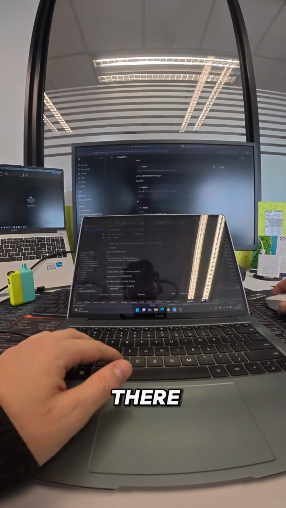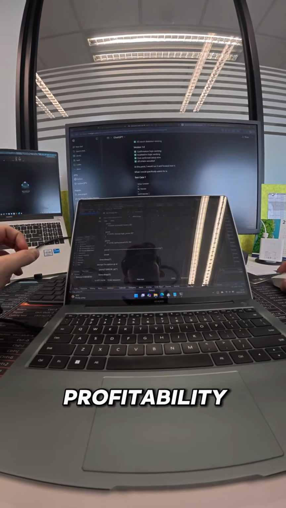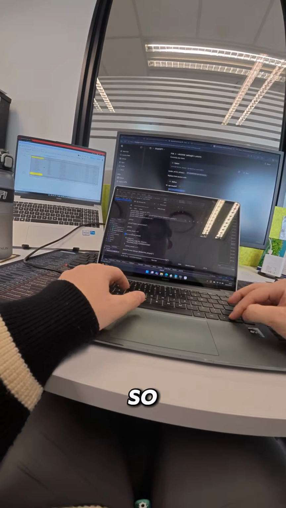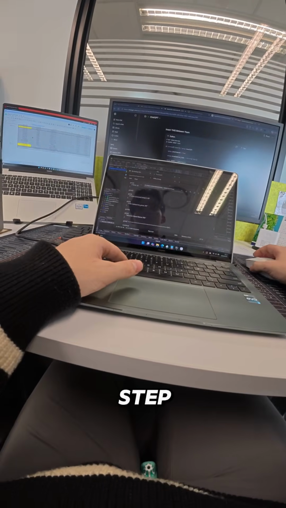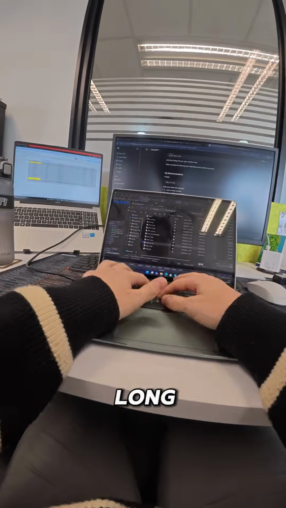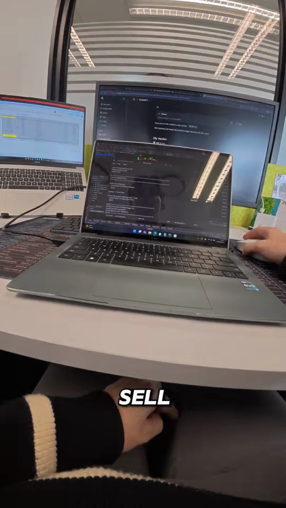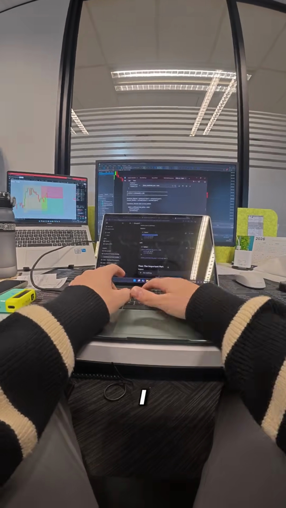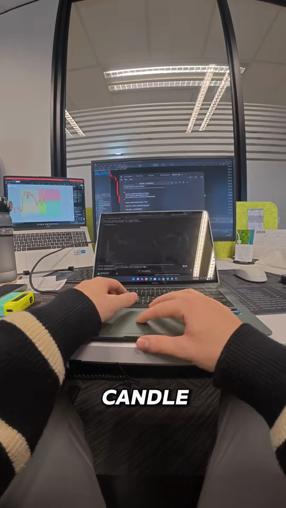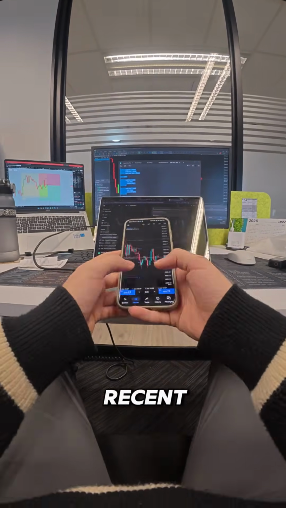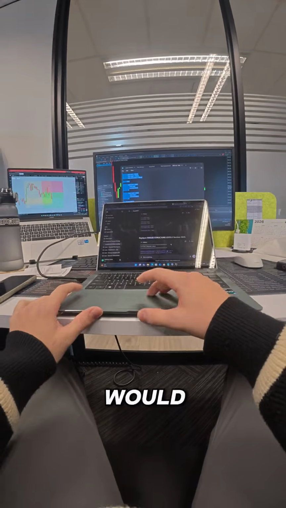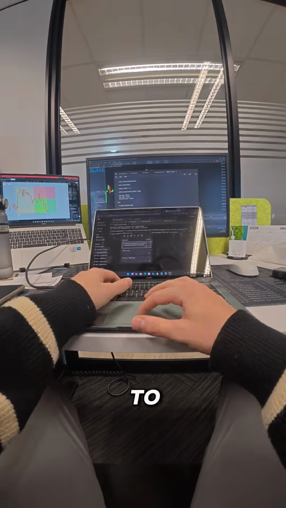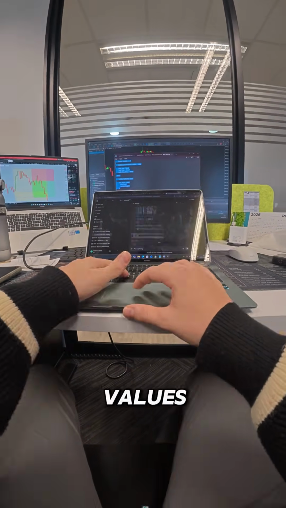I realized that there was no point in worrying about profitability if the bot couldn't correctly understand the setup in the first place. So I started building the strategy step by step. The next stage was focusing only on long positions, no shorts, no sell setups, just buy side to make things a lot easier. I taught the bot to recognize when a candle closes above the most recent confirmed high. Once that happened, it would identify a displacement movement, reading from the confirmed low to the confirmed high, and print out those values for me to verify.